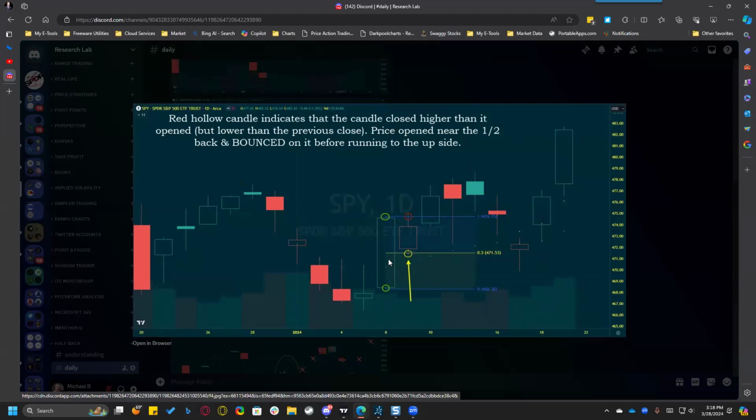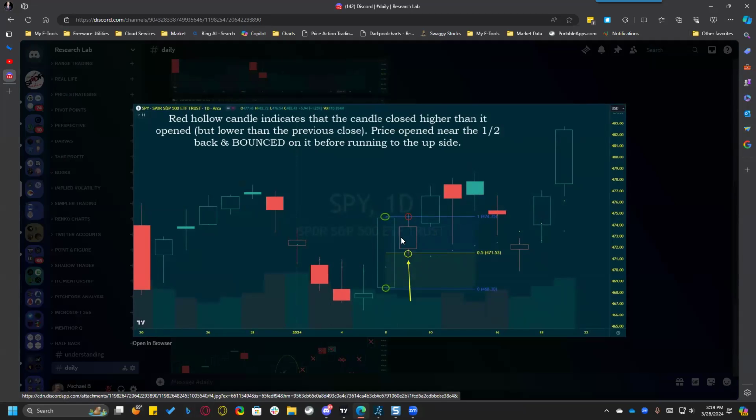Red hollow candle indicates that the candle closed higher than it opened, but lower than the previous close. So just like in the last example where we had a filled green candle instead of a hollow green candle, most of the time, red candles are not hollow. When they are, that means that price actually closed higher than where it opened, but lower than the previous close. And so that's why it's a hollow red one.